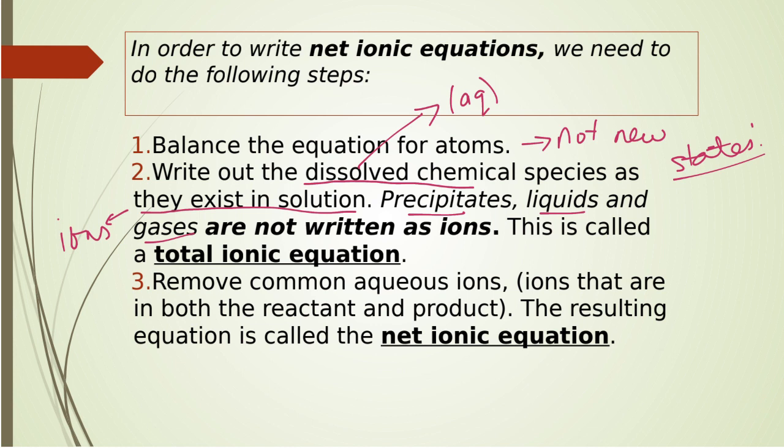When you separate all the aqueous substances down into their ions, we call that a total ionic equation. Then we take a look at that entire reaction and we remove any common aqueous ions. These are the spectator ions. We take out any ions that look exactly the same on the reactant and product side, and what we are left with is our net ionic equation.